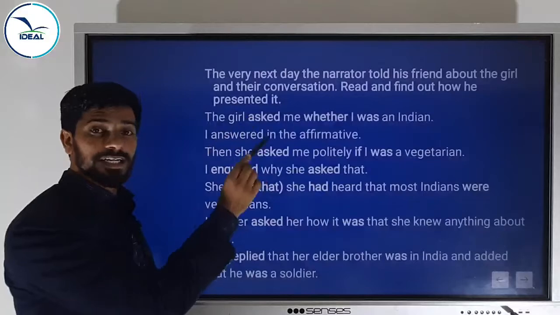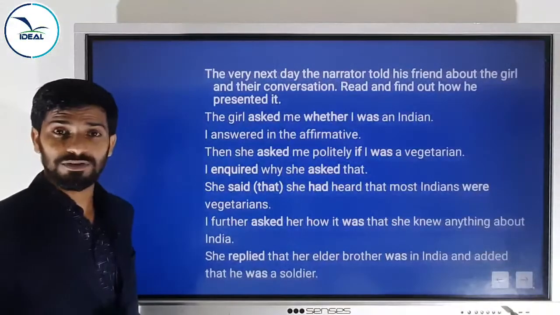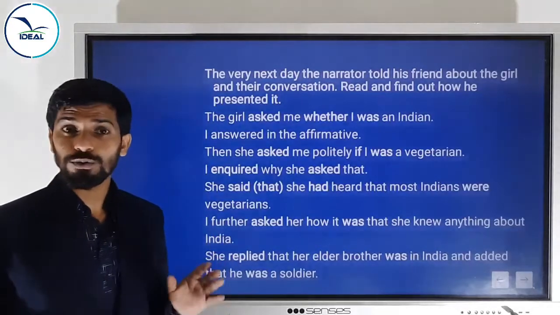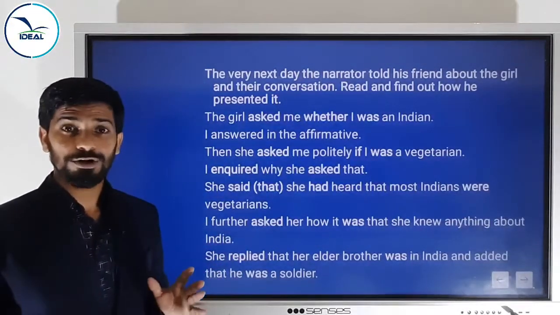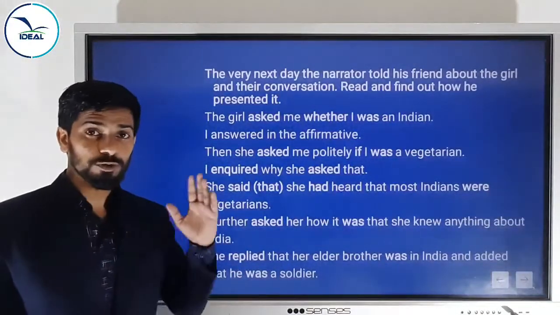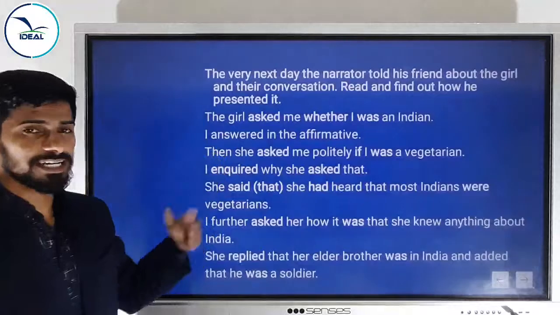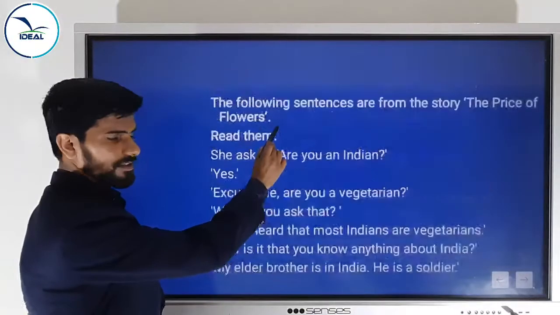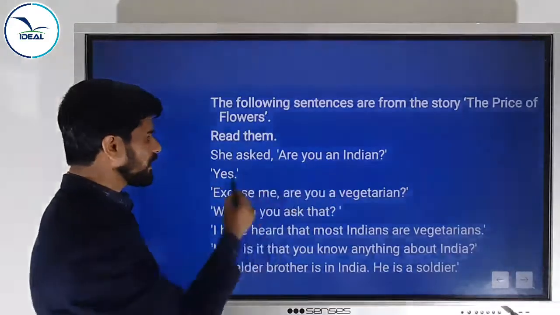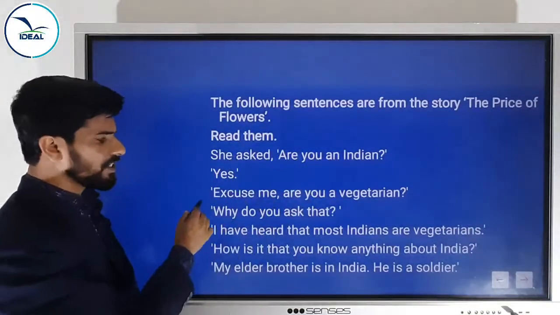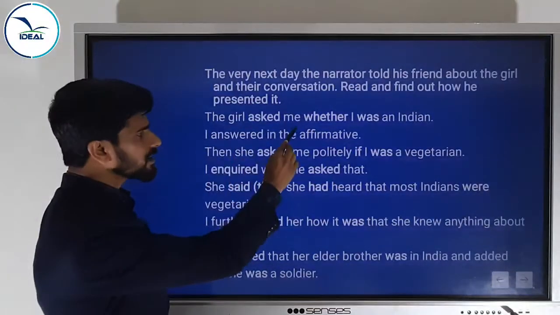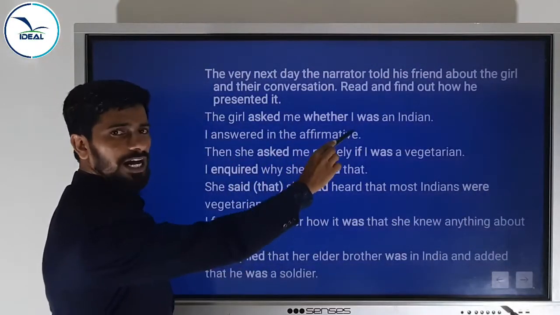Okay, then remember what was asked there, and his answer must be, the girl asked me whether I was an Indian. Right, the girl asked me whether I was an Indian. Do you remember the question that the girl asked? Are you an Indian? Then how will you convert it? So when Gupta reported the girl, he makes the changes. Look, the girl asked me, are you an Indian? She asked, are you an Indian? And his response was yes. Then how will he present it? The girl asked me whether I was an Indian.